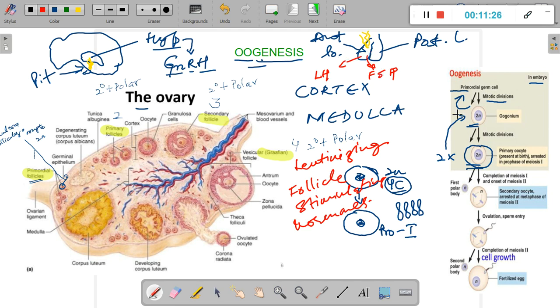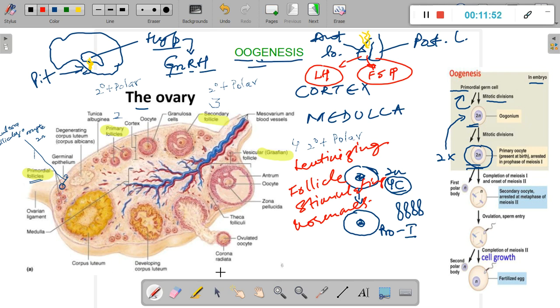Now these hormones, post puberty, are secreted into the blood because these are endocrine glands. The pituitary gland is also an endocrine gland. An endocrine gland releases its secretions into the bloodstream. The bloodstream will take these hormones to all parts of the body, but the target cells of these hormones lie in the ovary. And where are those target cells? The target cells are these follicles.